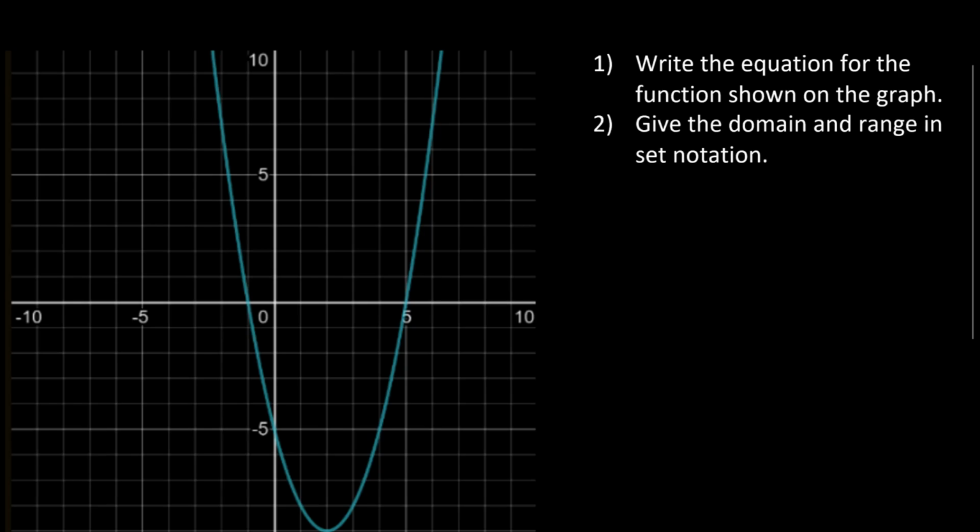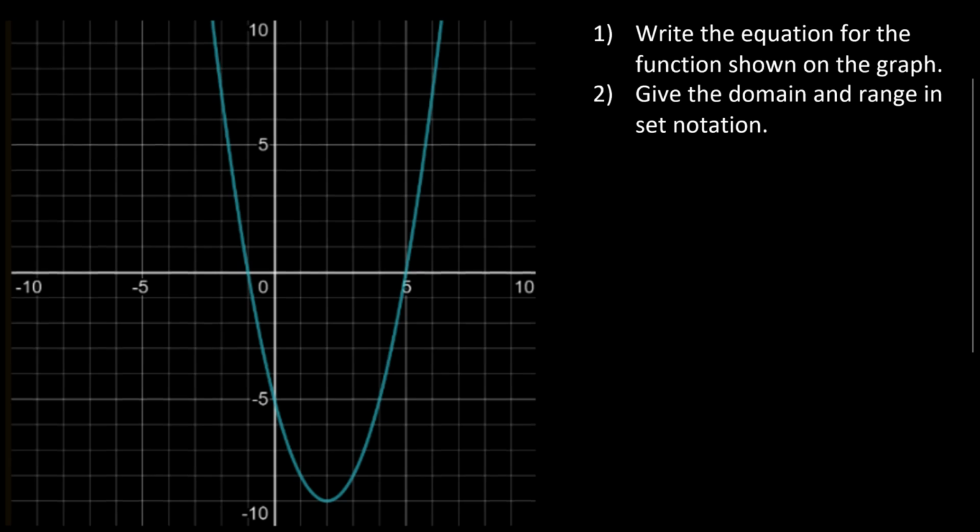So, if we're trying to write the equation for this function, what is one of the most important things that we should look at? Okay, yeah, we should ask ourselves, is it reflected? What else should we ask? Where the vertex is. Why is the vertex so important? Yes, it tells you your H and K values, right? Your vertical and horizontal translations. So, has this been translated? Yes, it has.